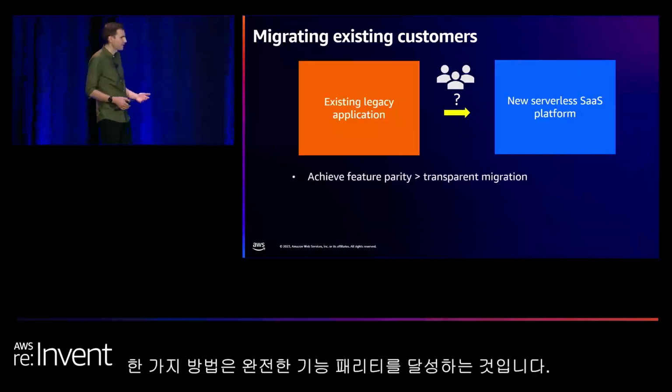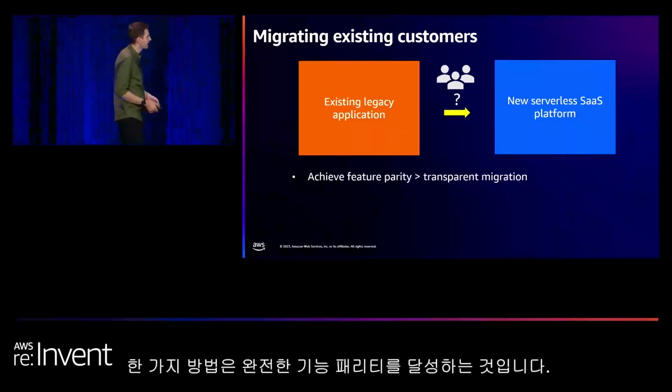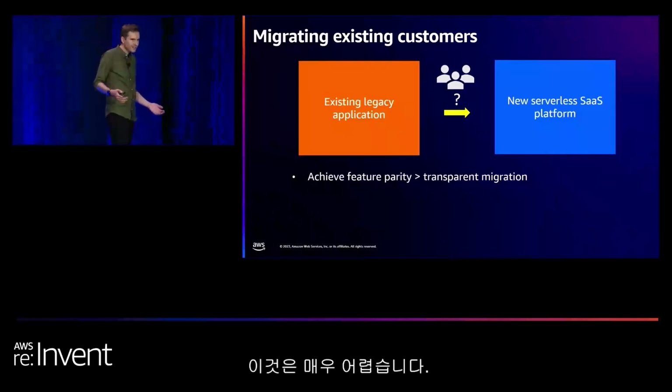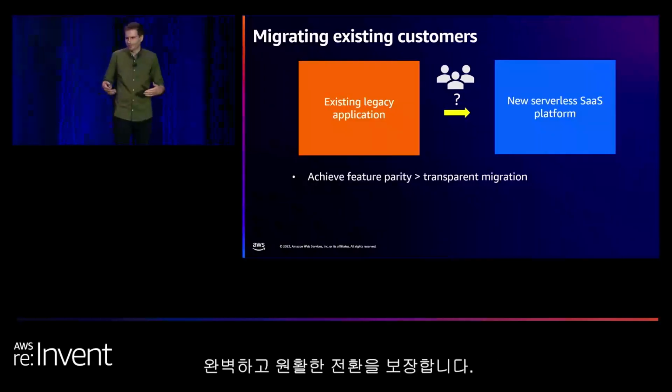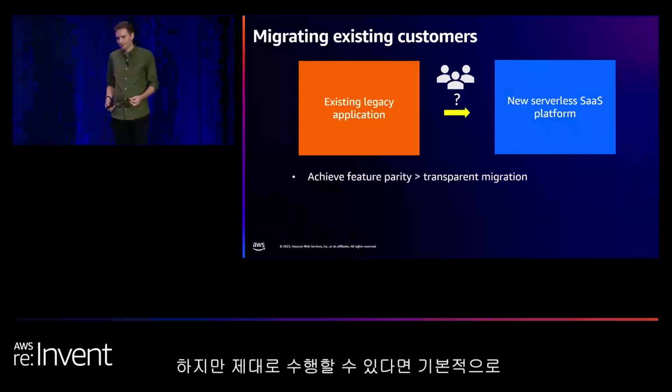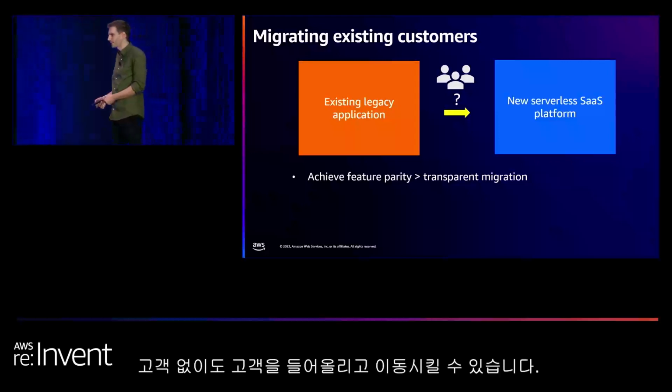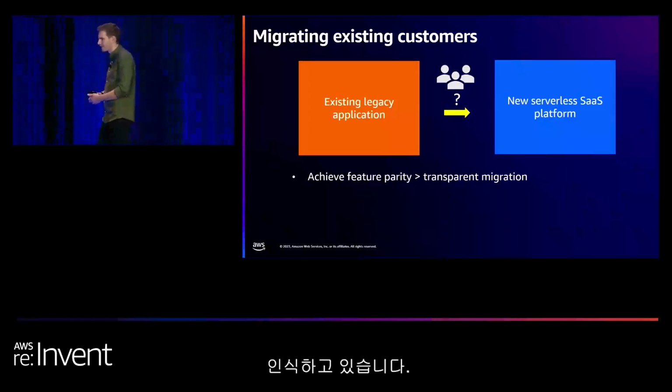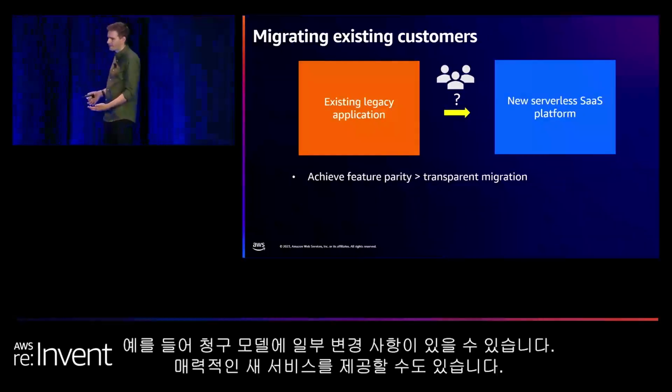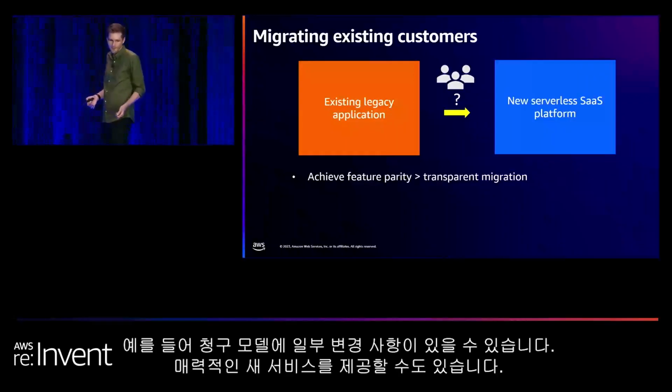Well, one option is to achieve complete feature parity. Now, this is quite difficult to do to ensure complete seamless transition. But if you can get it right, then we can essentially lift and shift customers across without them really being aware. We may have some changes to the billing model, for example.